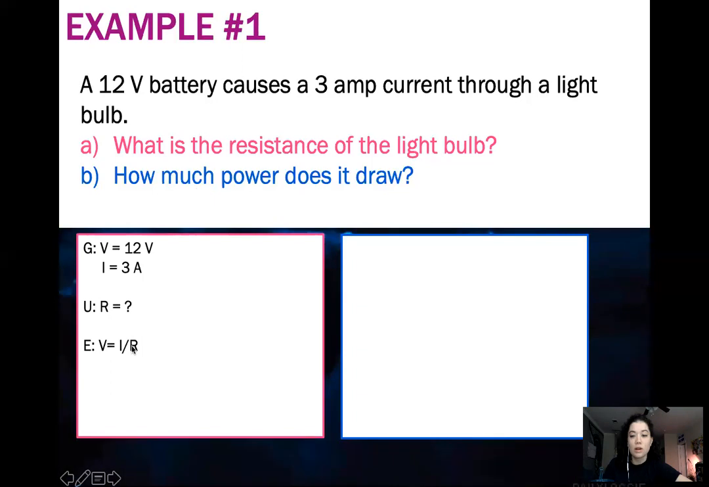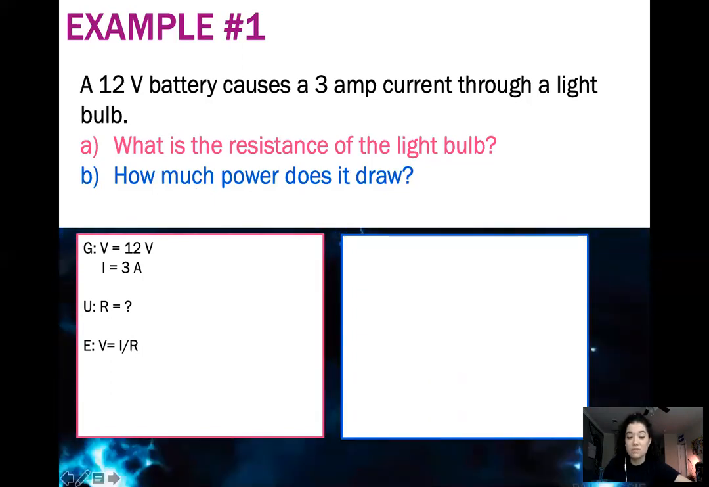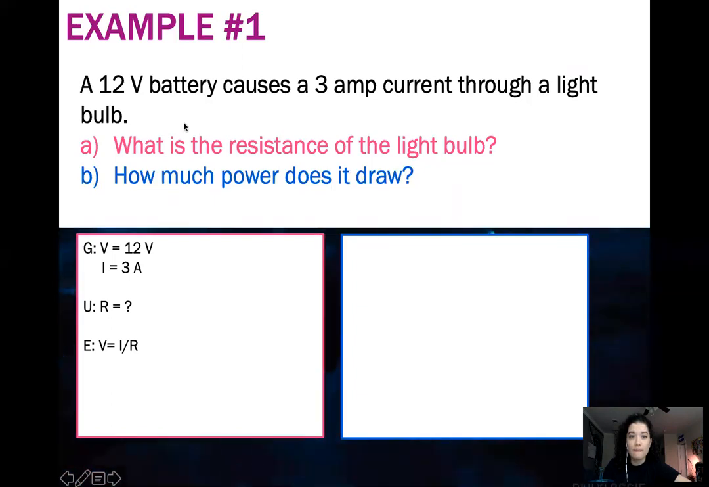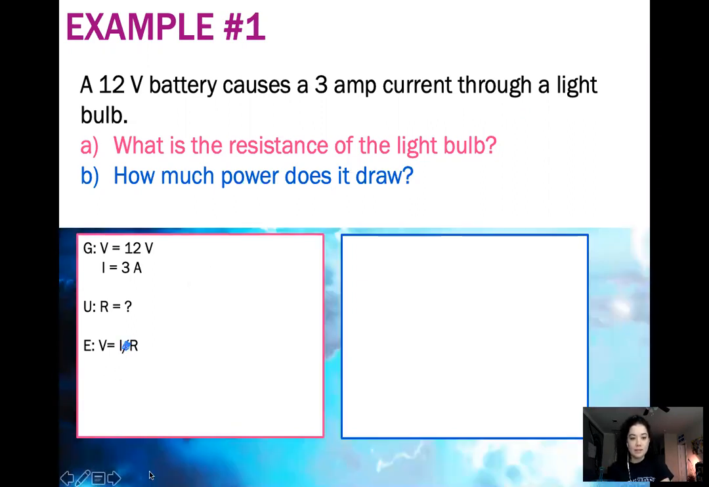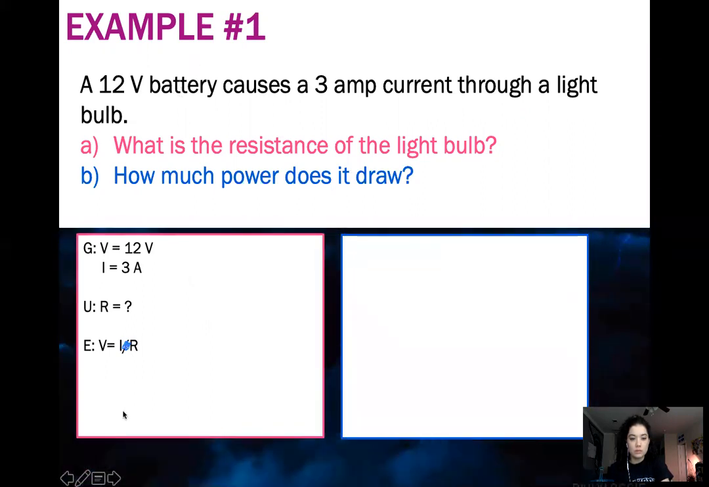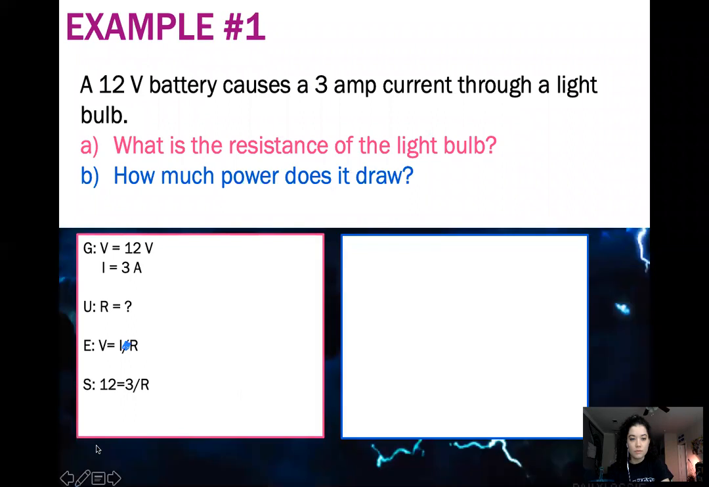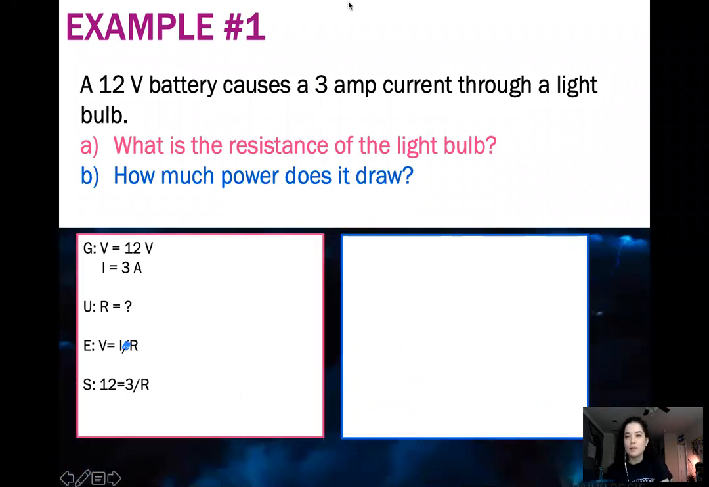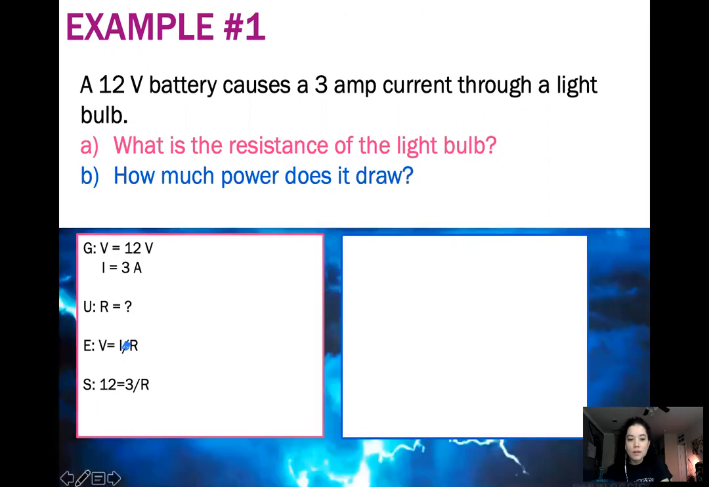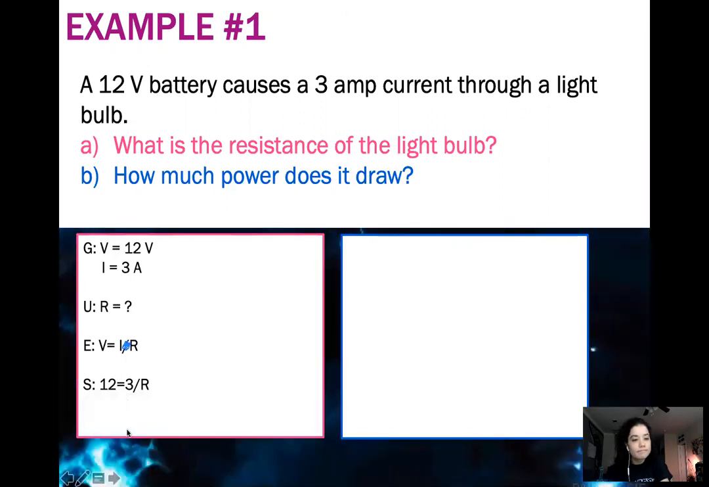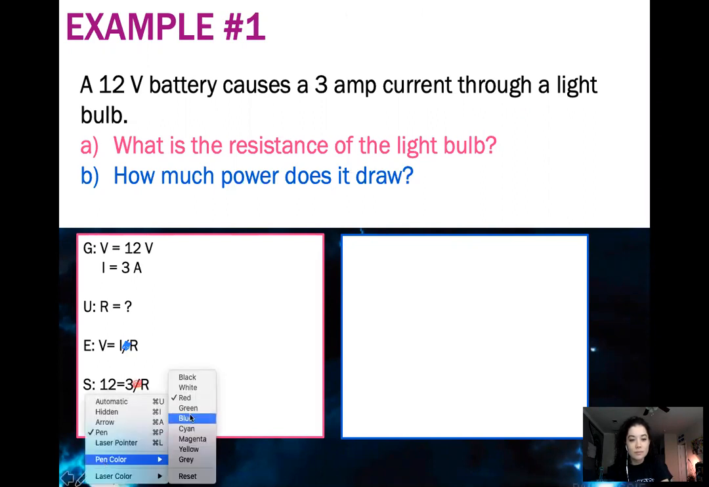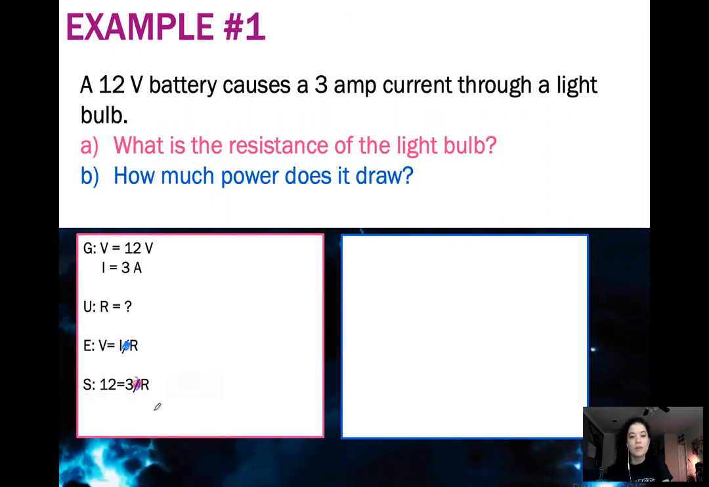Oops, I typed it wrong, I'm sorry. V equals I times R, not divided by R. Times R, let me see if I can fix that. Times R. All right, so next we need to, guys, I'm so angry at myself. I just messed up all of my hard work. Times R.